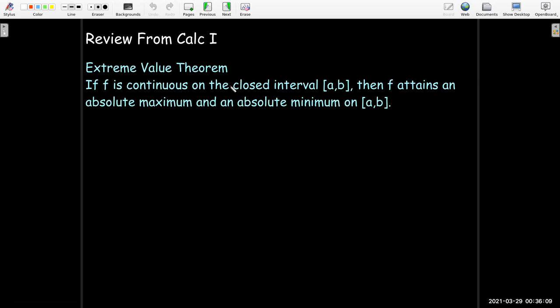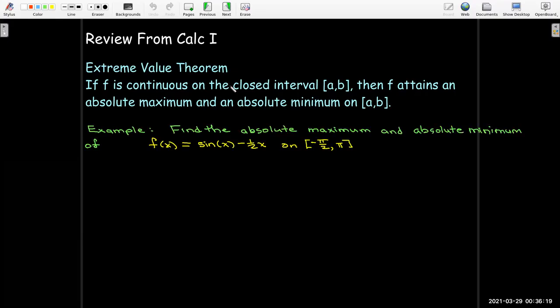just says that if you have a continuous function over a closed interval, then it attains its absolute maximum and absolute minimum on that interval. And let's just work out an example to refresh our memories. We'd like to find the absolute maximum and absolute minimum of the function f of x equals sine of x minus 1/2 x on the closed interval from negative pi over 2 to pi.